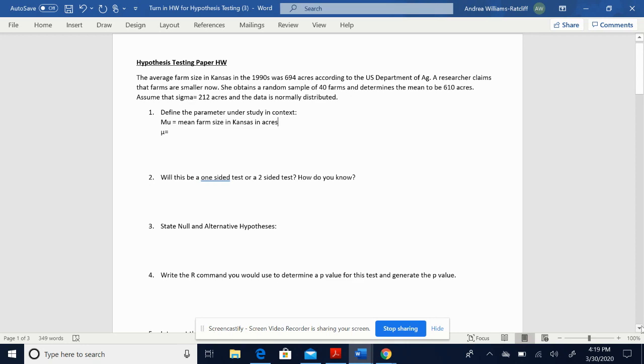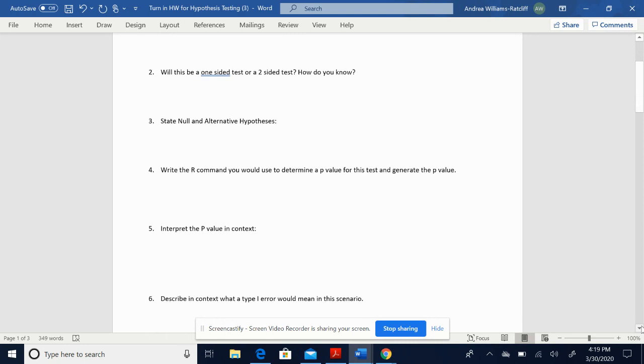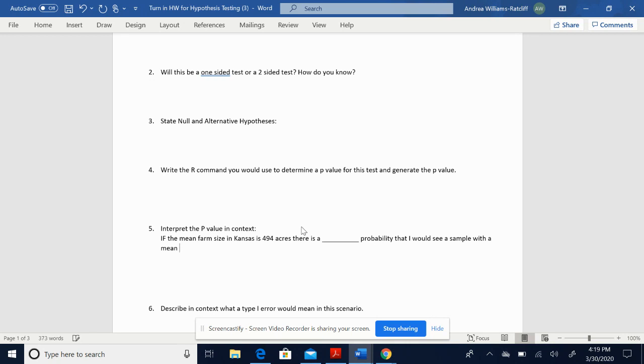So when we're down here and we're trying to interpret that p-value, this should start out something like, if the mean farm size in Kansas is 494 acres, there is a blank probability, that's where my p-value goes, that I would see a sample with a mean farm size of 610 acres or lower.